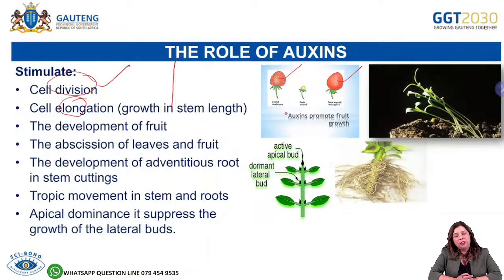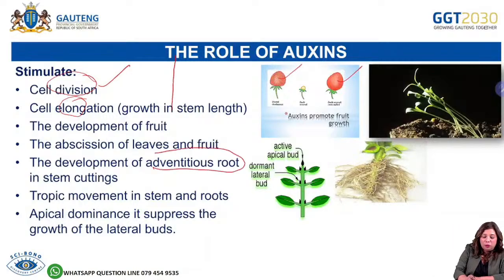Now, when it comes to the abscission of leaves and fruit, auxins actually help to delay fruit from falling from a tree. Do you know that? Say, for example, I'm a farmer and I have an orchard, and in my orchard I have apple trees. During certain conditions, which we will come to a little later on, the fruit will start to fall. In order for me to delay the fruit falling, I can spray some auxins, and the auxins delay the abscission of the fruit.